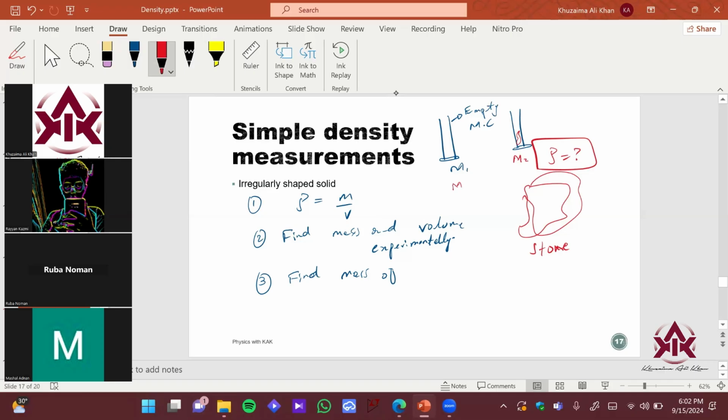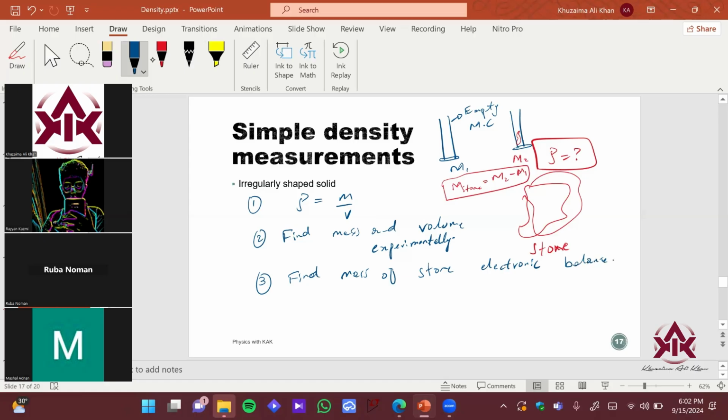She is saying that the mass of stone will be the mass of the cylinder plus stone, that is M2, minus the empty cylinder, so that is going to be the mass of stone. That is correct, but that is pretty lengthy, right? Why can't I find the mass of stone using the electronic balance directly? Won't that be simple, Ruba?